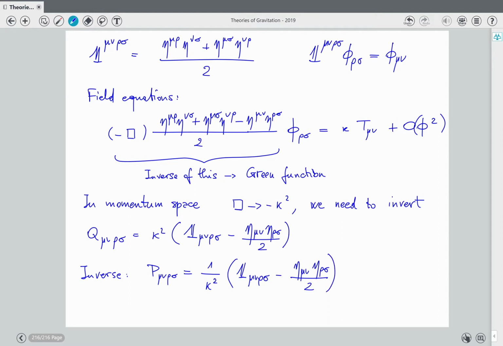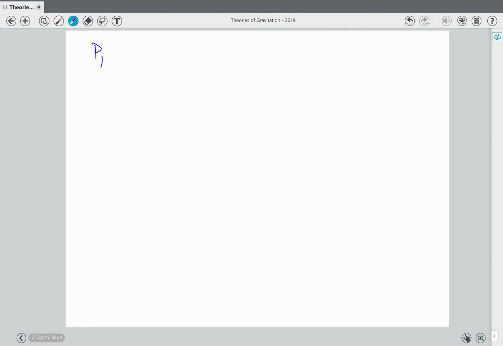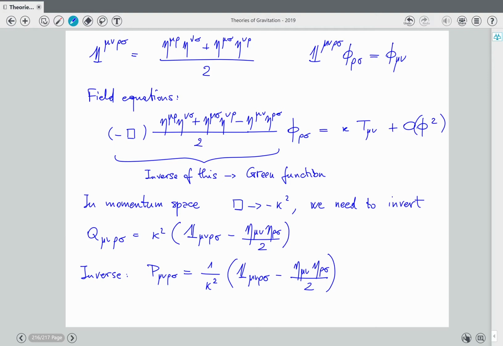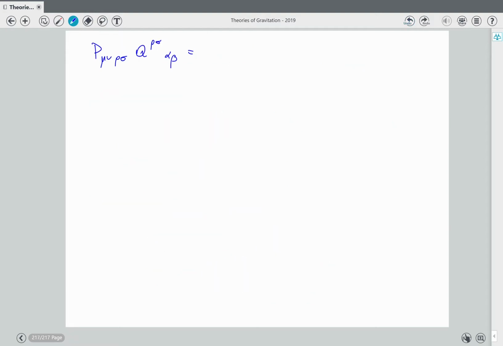Why is that? Do the multiplication and you find 1. Let's do it. P mu nu rho sigma q rho sigma alpha beta is what? We basically just have to square this matrix, because the 1 over k squared, the k squared go away. We just have to square that matrix, and that's easy, knowing that this is the identity. The rest is a simple trace, so that's also not so difficult to manipulate.